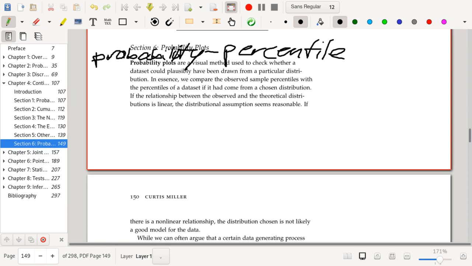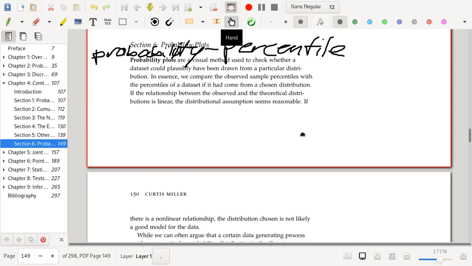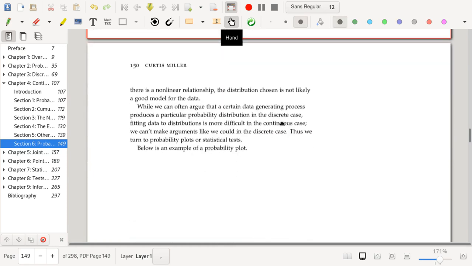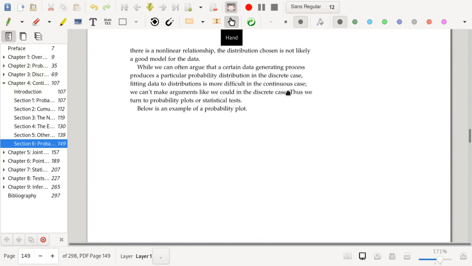So in essence, what we do is we compare the observed sample percentiles with the percentiles of a data set if it had come from a chosen distribution. And if the relationship between the observed and the theoretical distributions is linear, the distributional assumptions seem reasonable. If there is a nonlinear relationship, then that assumption seems unlikely. And in addition, if you examine the plot very closely, you can probably determine why exactly that distribution is inappropriate for that data set.